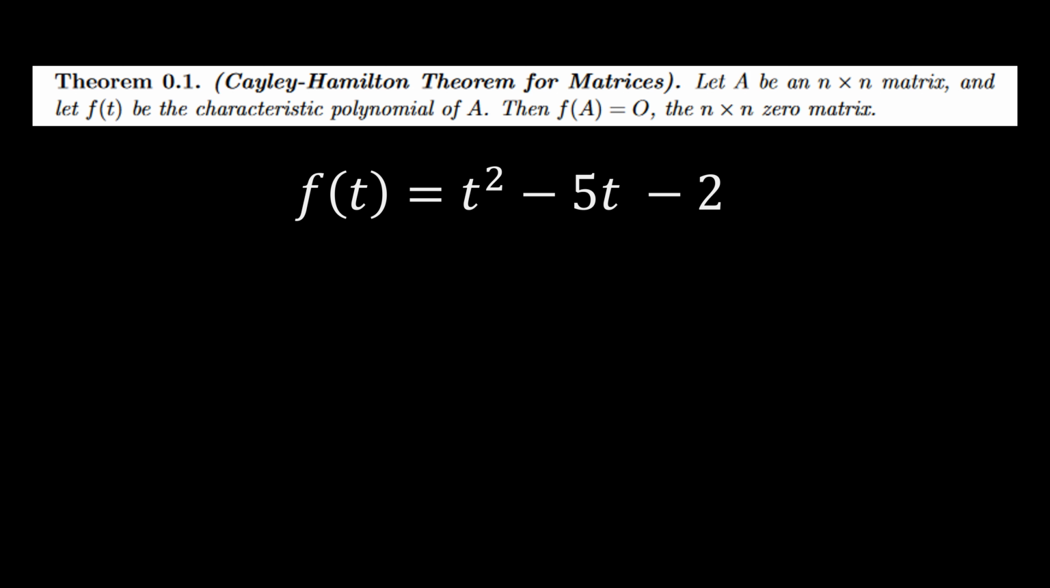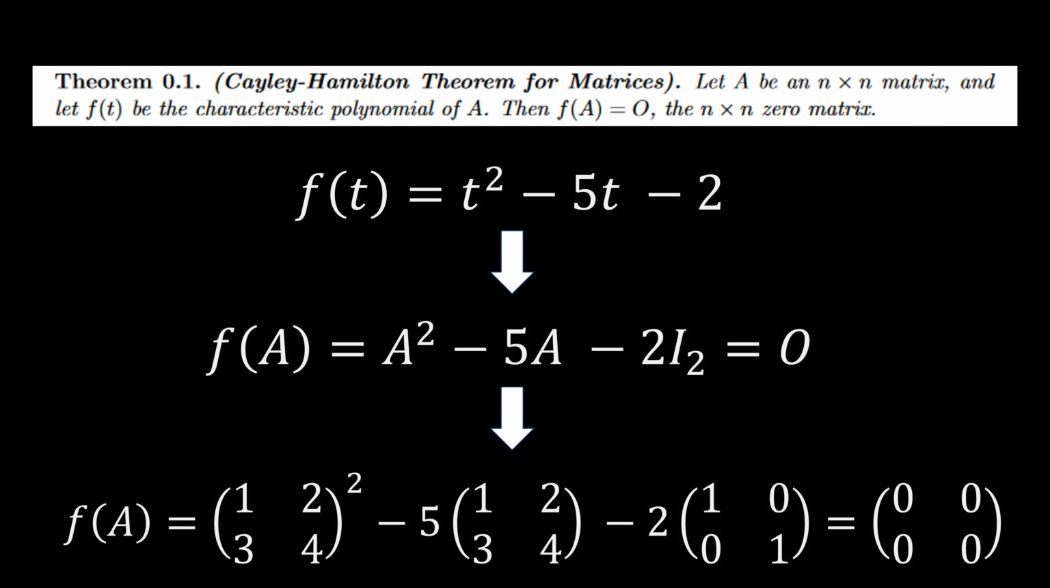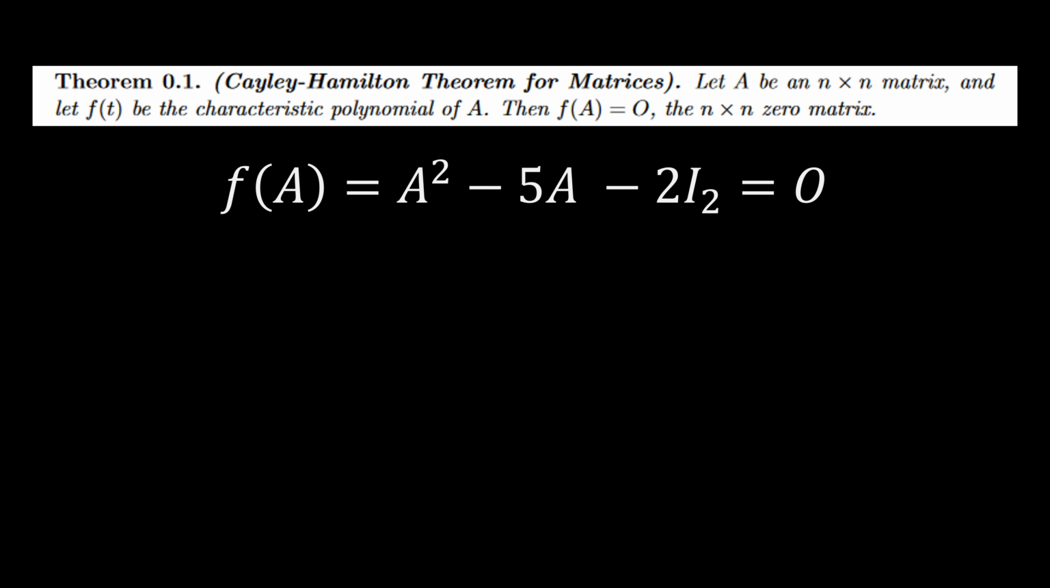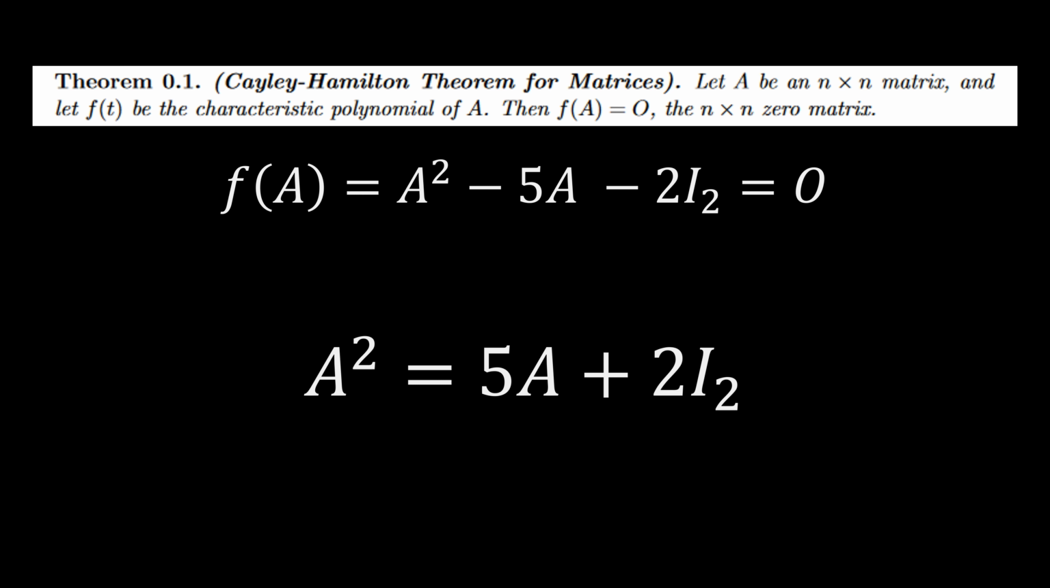Now, using this equation, the Cayley-Hamilton theorem simply states that f(A) is equal to the 2 by 2 zero matrix. With this, we can actually go ahead and find a polynomial expression for the square of this matrix. By moving the 5A and 2I2 to the right side of the equation, we get that A squared is equal to 5A plus 2I2.